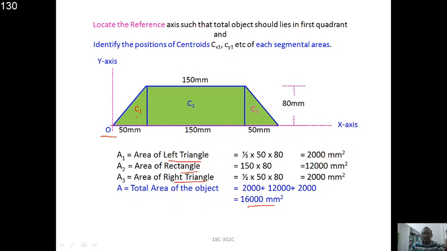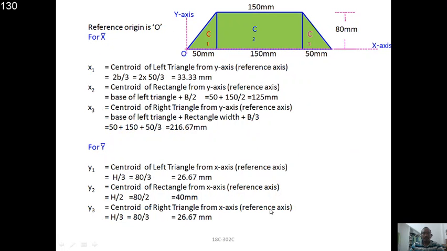right? And the total area is required to get the centroid, x bar and y bar. So hence you summarize the total area values. Then the reference origin is O. From that, calculate the x value. You see this figure. This is a triangle shape from this point to this point.